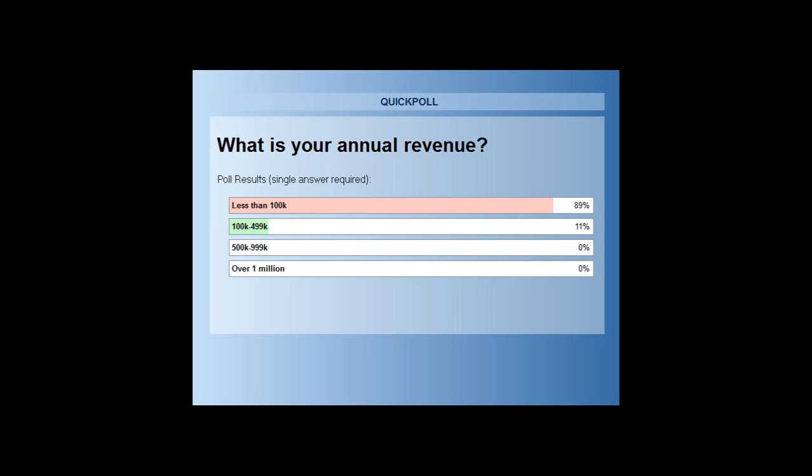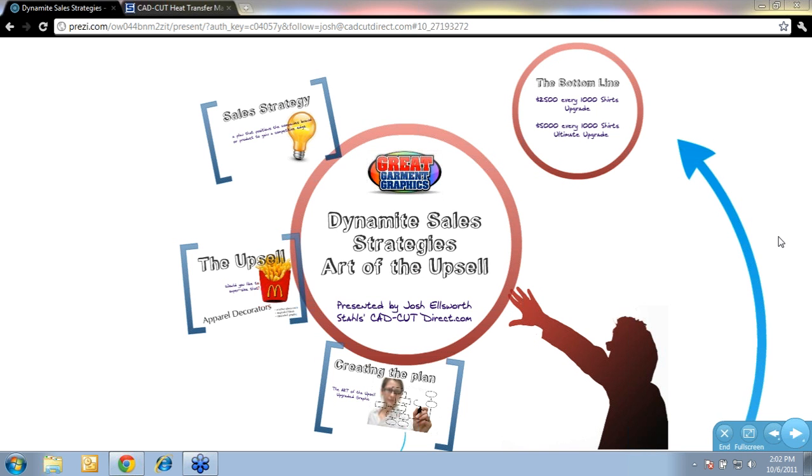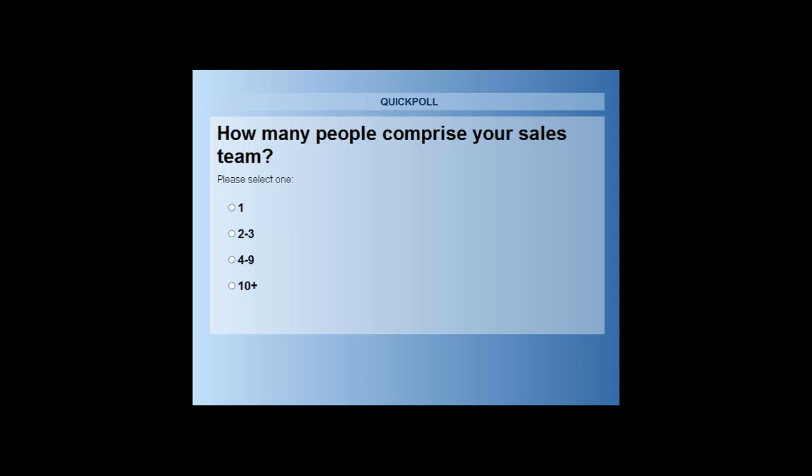Now, the next question I'd like to ask is, how many people comprise your sales team? Now, when answering this question, obviously there's not a 0 as an option, because if you're the business owner and you do the selling and you're the only one that does the selling, then it would be a 1. This isn't necessarily dedicated salespeople, but how many people are selling for your company that write orders from customers?